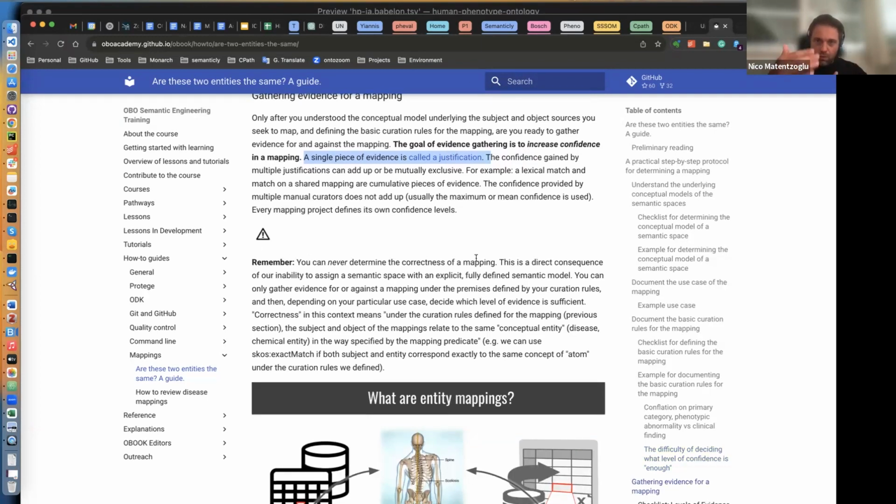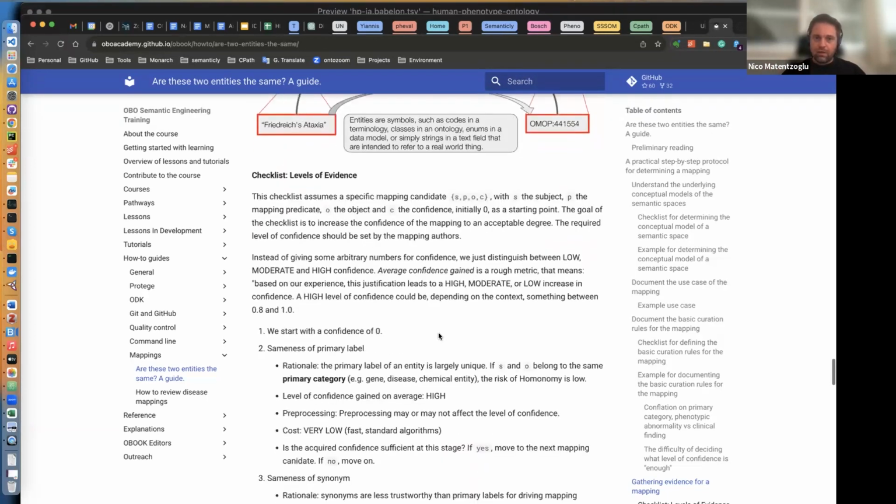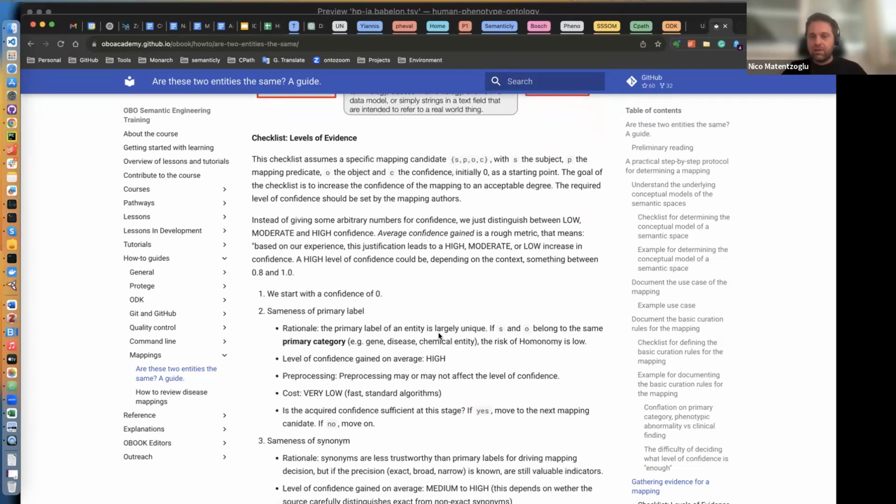So you decide a bunch of justifications that you want to take into account for your mapping effort, and then you work your way through them. So let's look at this a little bit. What are the criteria we need to consider for which justifications to even think about at first?